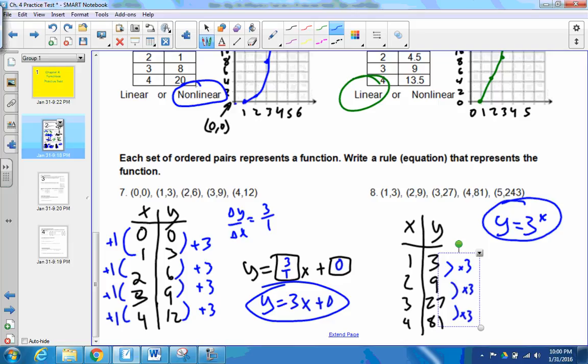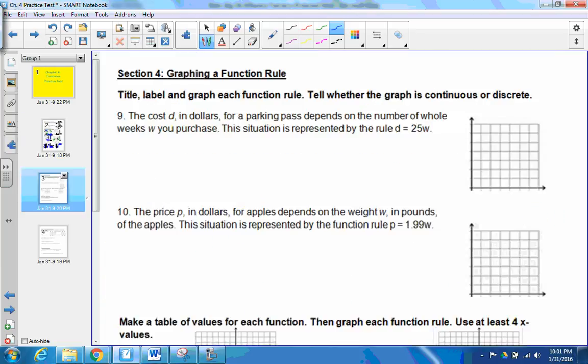Okay, those are hard to come up with. You just kind of have to play around with it. So we're going to move on to the second page of the practice test, on to section 4, which is graphing a function rule. It says title, label, and graph each function rule. Tell whether the function is continuous or discrete. So lots of parts to this.